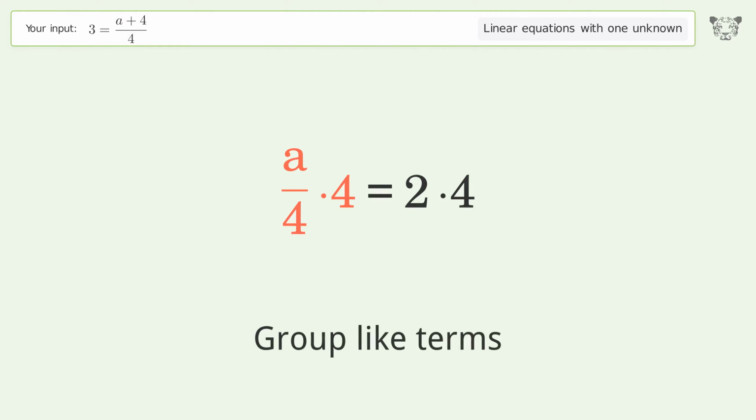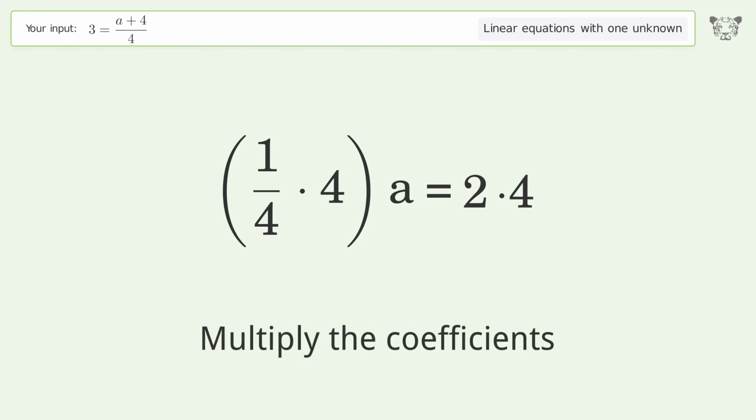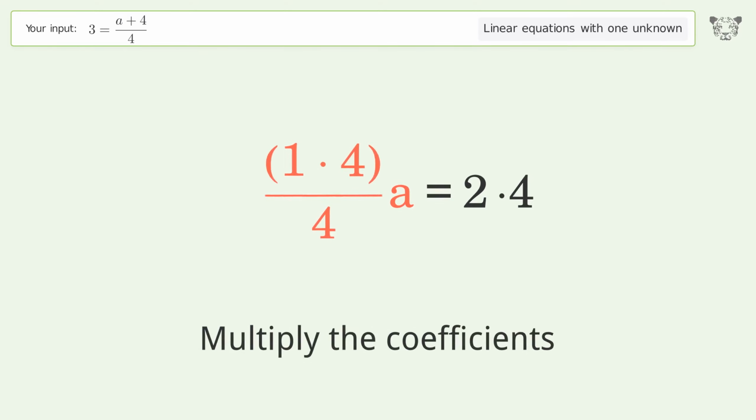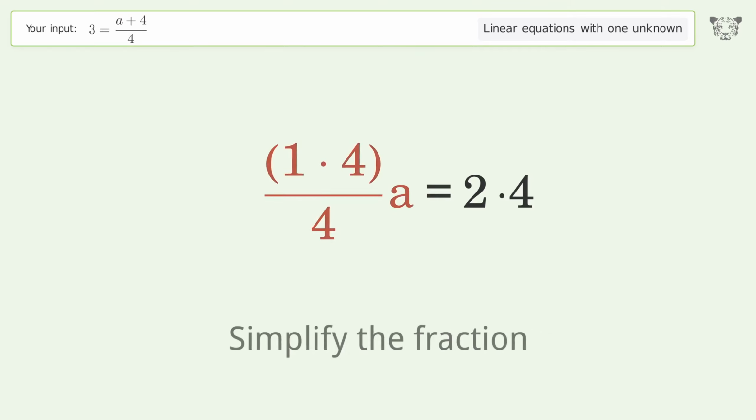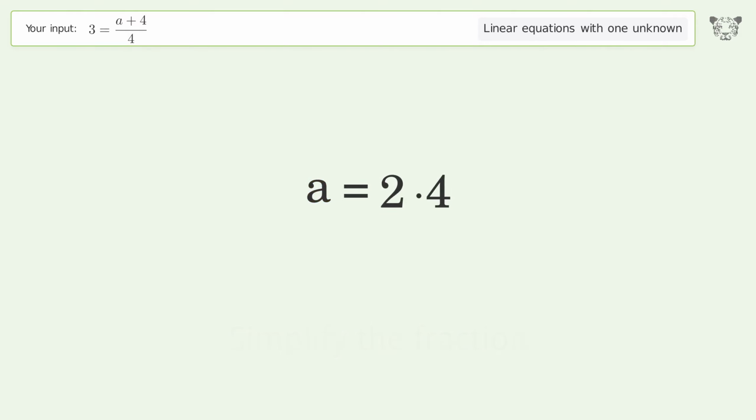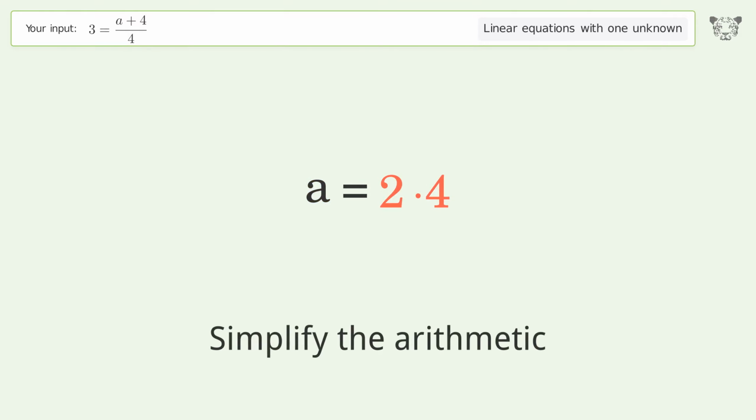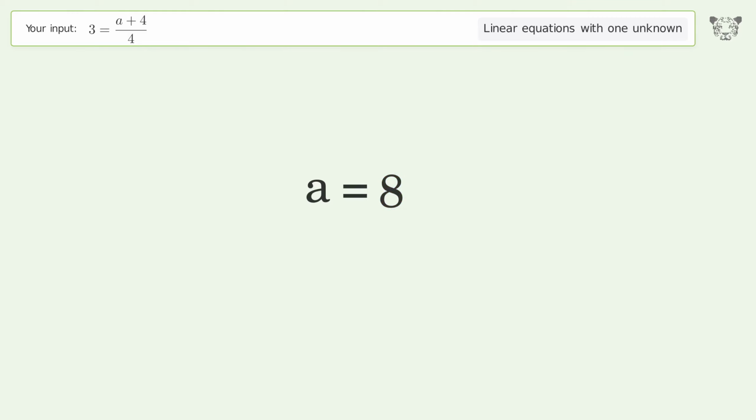Group like terms. Multiply the coefficients. Simplify the fraction. Simplify the arithmetic. And so the final result is a equals 8.